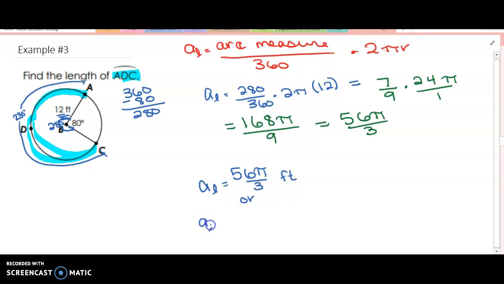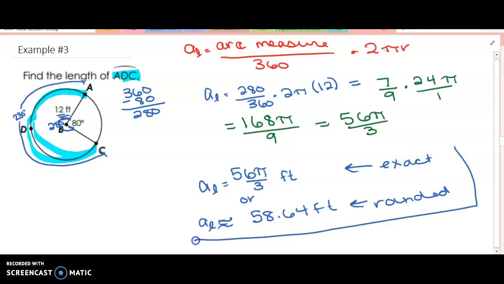Or my arc length, if I wanted to round, so I put that into my calculator, you would get roughly, approximately, 58.64 feet. This would be exact. This would be rounded. And that's my final answer.